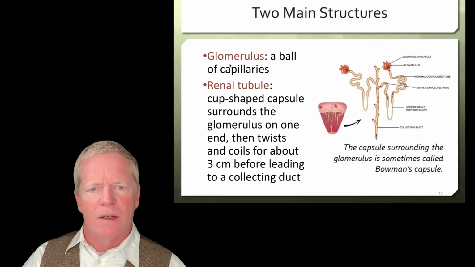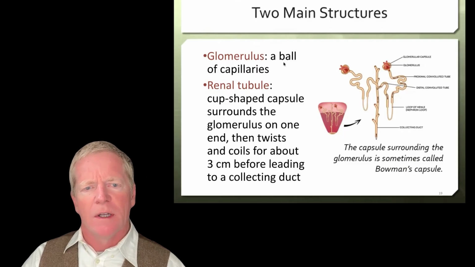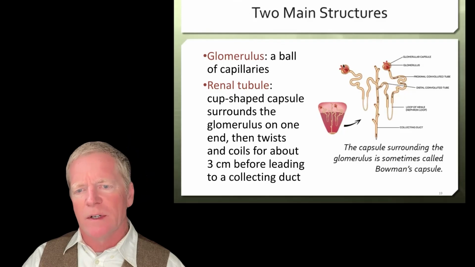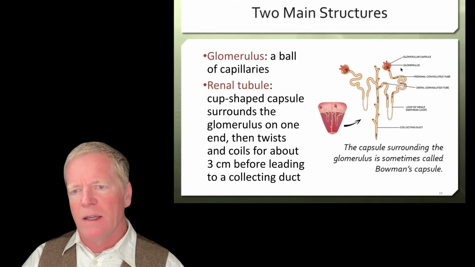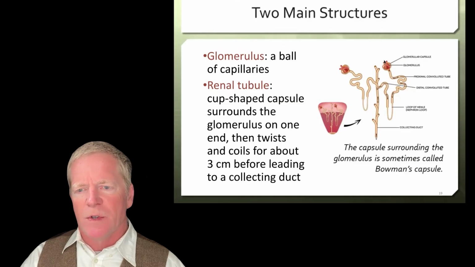First of all, let's take a look. At the top of the nephron is a ball of capillaries. The structure here. This is called the glomerular capsule and the glomerulus. So blood is being delivered from the arterioles into kidneys here, and this is where filtration starts.